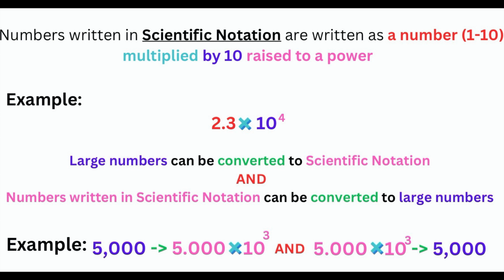numbers. So for instance, if we have 5,000, we can convert that to a number written in scientific notation, which would convert to 5.000 times 10 raised to the power of 3. And conversely, if we start with the scientific notation of 5.000 times 10 raised to the power of 3, we can convert that back into a large number, or in other words, a whole number, which is 5,000.